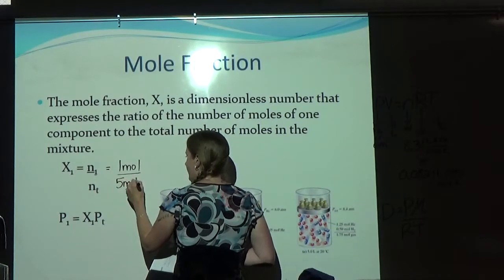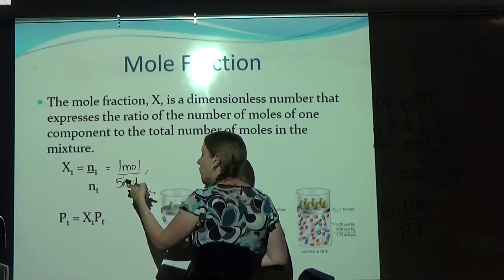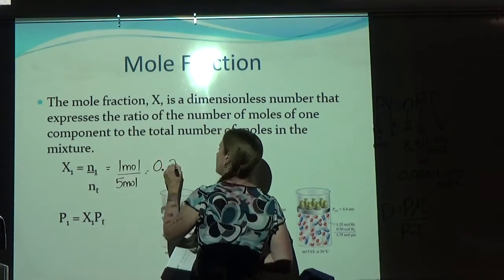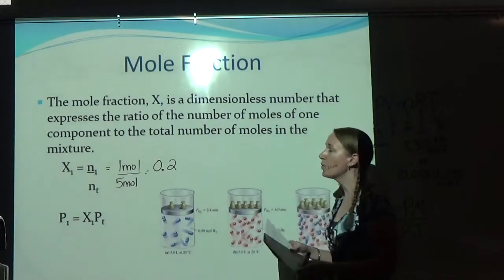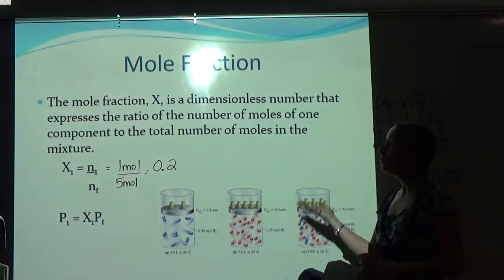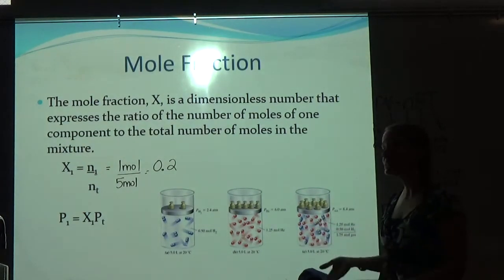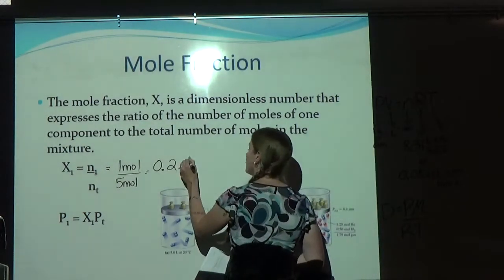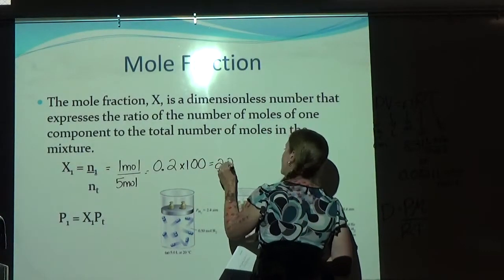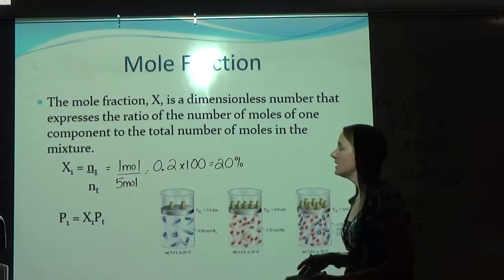For example, if I know that I have 1 mole of oxygen in 5 moles of air, I can see that my mole fraction would be 0.2 for oxygen, with no units. Now you can also turn this into a percentage. If you multiply it by 100, I can see that 20% of it is oxygen.